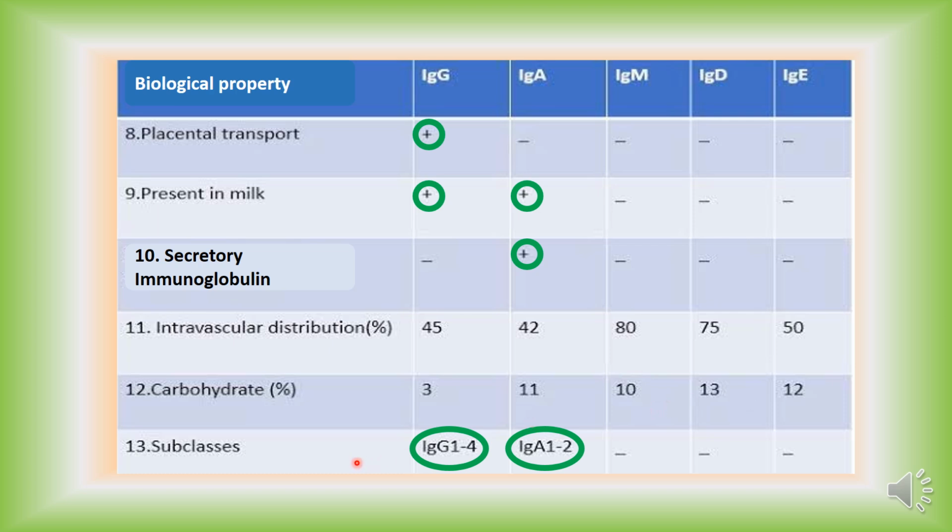The subclasses of various immunoglobulins: it's only immunoglobulin G which has 4 subclasses, G1 to G4, and immunoglobulin A has 2 subclasses, A1 and A2. The remaining immunoglobulins lack subclasses so far.